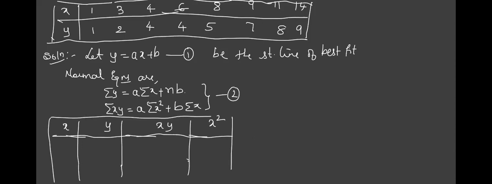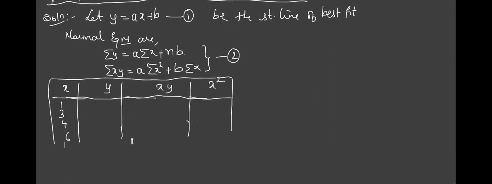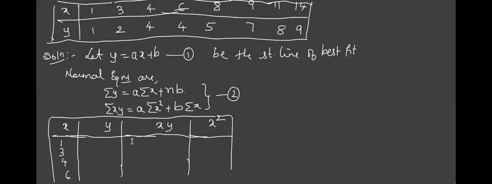What do I have to start with? See, x values: 1, 3, 4, 6, 8, like that. Go on writing till 14, the given set of values. Am I clear? Next for y values: 1, 2, 4, 4, like this.